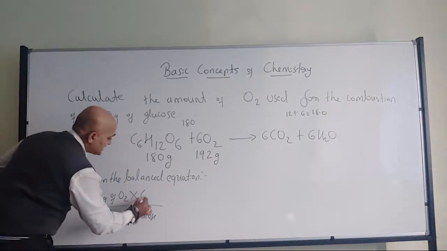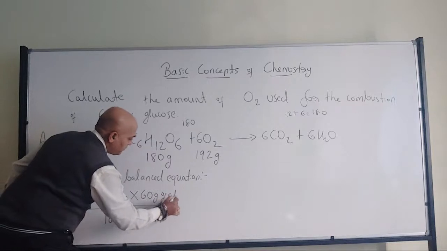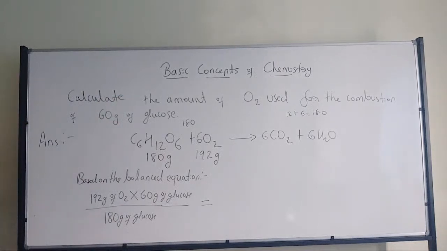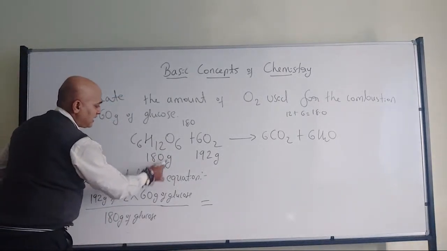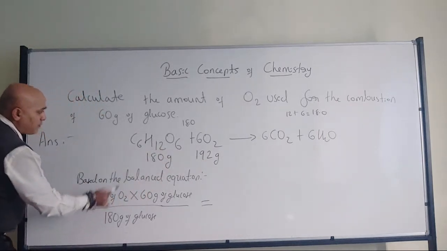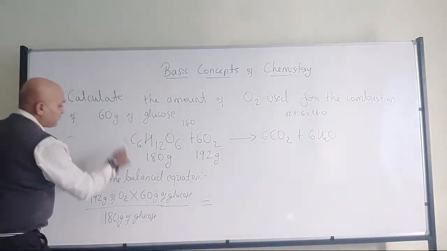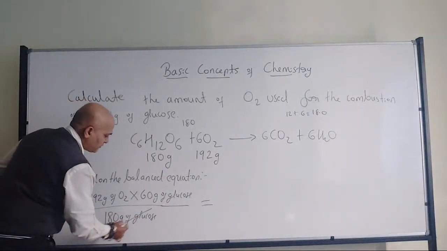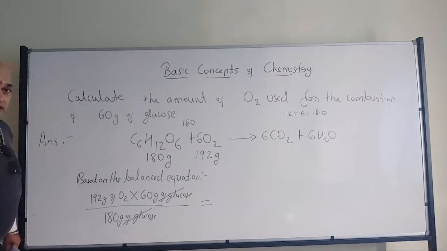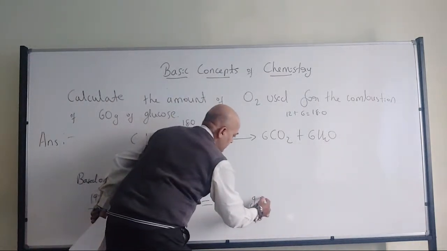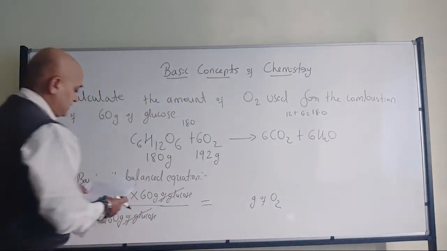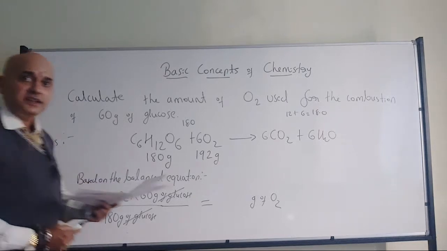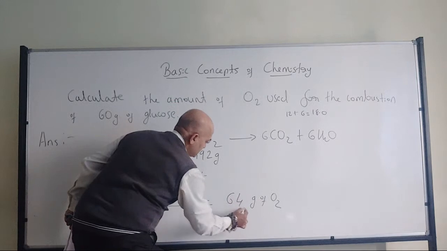How much oxygen will be utilized for 60 grams of glucose? That's where you have to get the answer. Based on the balanced equation, we know that for 180 gram of glucose, 192 gram of oxygen will be utilized. What is that for 60 gram of glucose? Grams of glucose will get cancelled, so the final answer will be in terms of grams of oxygen. What is that answer? Okay, that will be 64 gram, right? Yes, so that will be 64 gram.